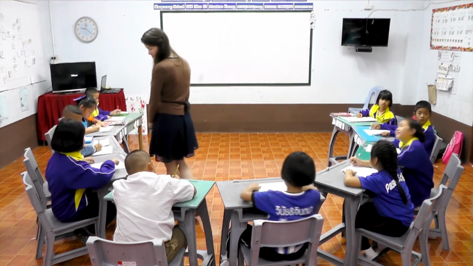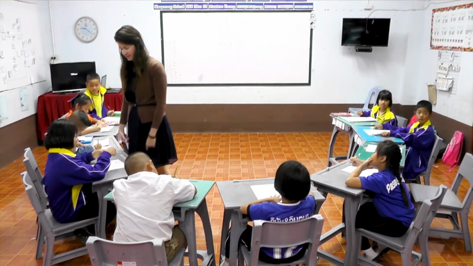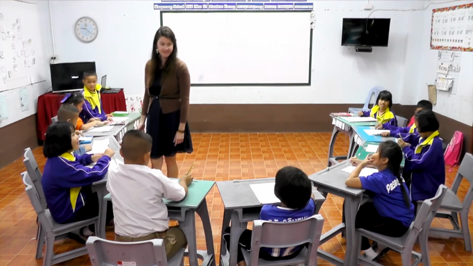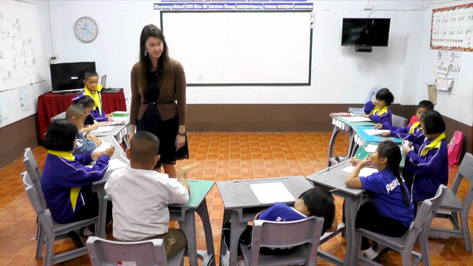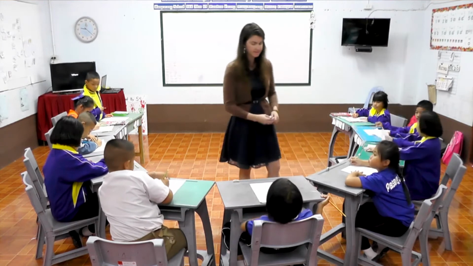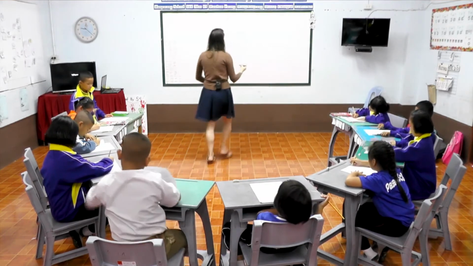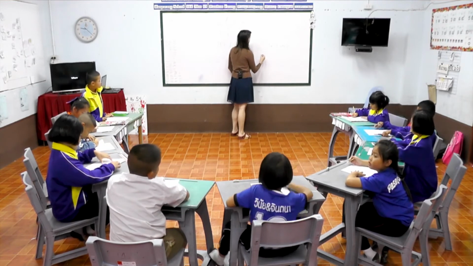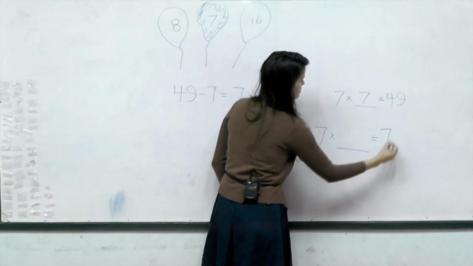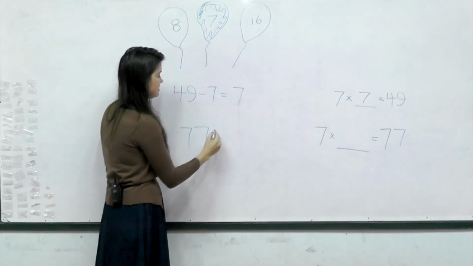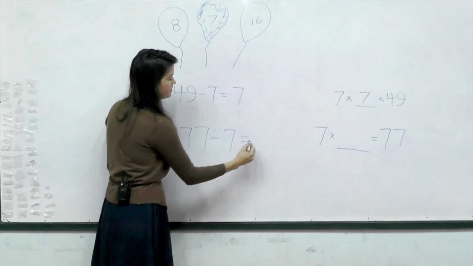We finished it. How did you know? 7 times 7? 77 divided by 7. Not 3. You got it. Friends, for the second one, it might be easier to think about 7 times what number gives us 77 instead of 77 divided by 7.